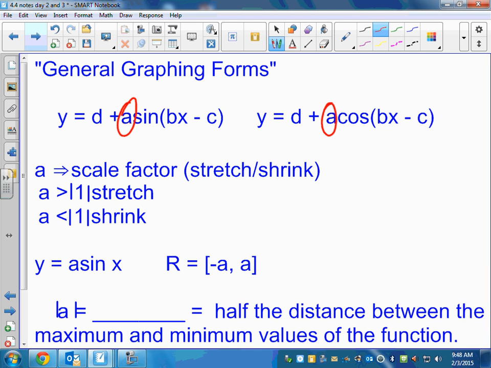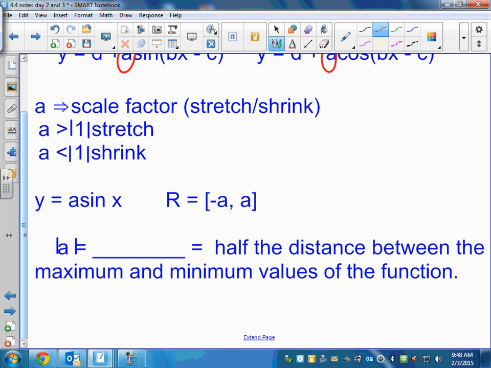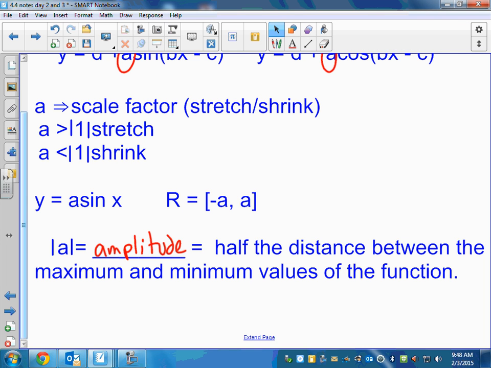Notice that whatever that number is going to affect what our range is. Do you agree with that? Our range is no longer negative 1 to 1 if there's a number in front. Like the last problem that we just did, the range was negative 2 to 2. So a really does change a lot of stuff. So instead of calling this a stretch or a shrink, in trig, we call this the amplitude. And notice all of these, I'm talking about the absolute value of a. We'll talk about what a negative means for the problem in a minute.